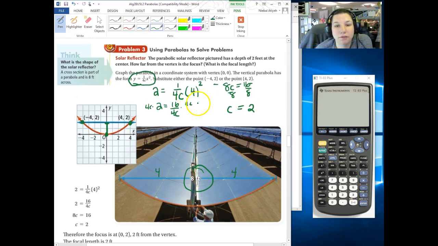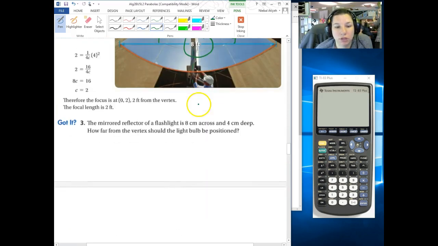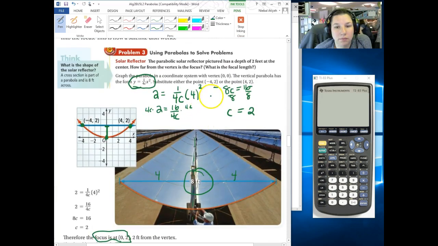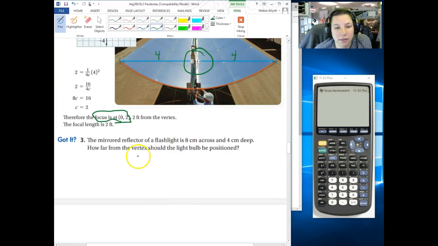So that means that our focus, according to the formula sheet, is (0, c). So our focus is 0, 2. And that is also our focal length. So the focal length is that distance of 2.